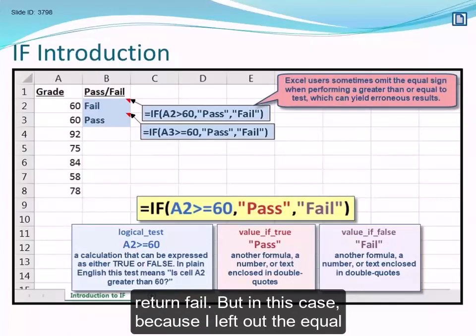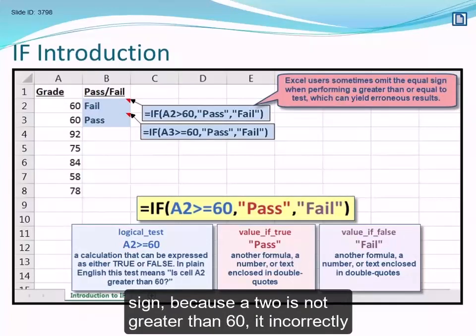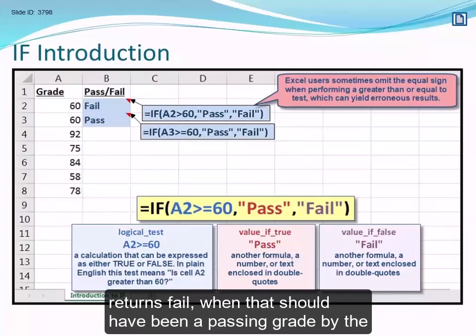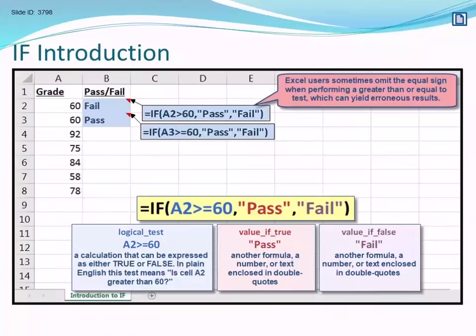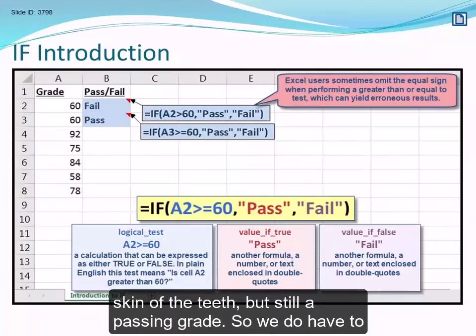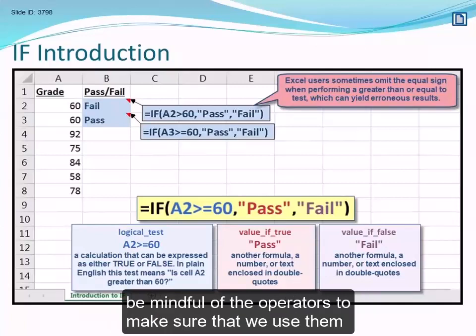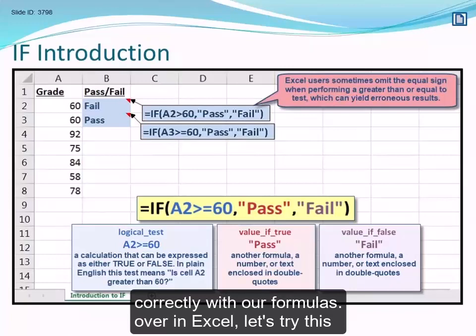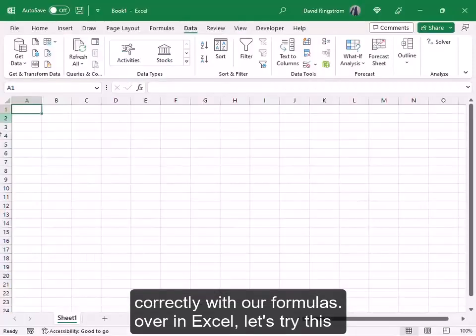But in this case, because I left out the equal sign, because A2 is not greater than 60, it incorrectly returns fail when that should have been a passing grade, by the skin of the teeth, but still a passing grade. So we do have to be mindful of the operators to make sure that we use them correctly with our formulas. So over in Excel, let's try this out.